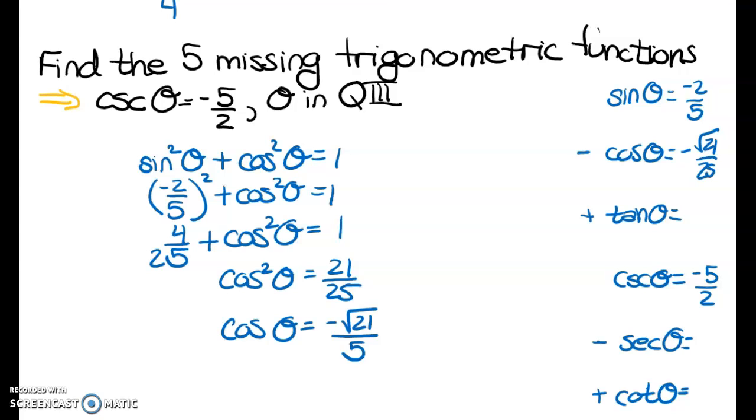So if I took the reciprocal of that for secant, I get negative 5 over the square root of 21, which needs to be rationalized. So I get negative 5 square root of 21 over 21.